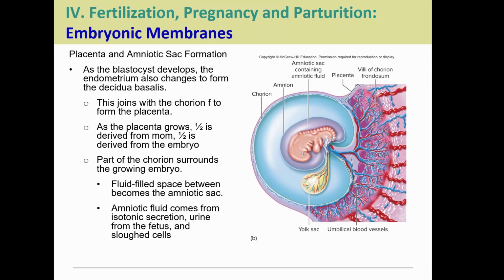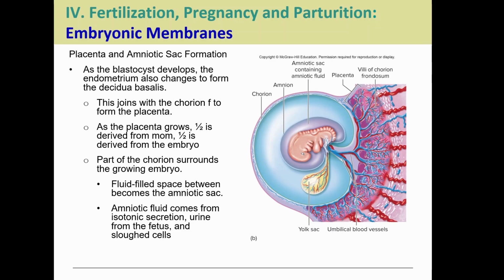We just want to talk about how the embryonic membranes are going to develop, because it's not just a placenta on its own. We have bits and pieces, and they all perform different jobs. So let's talk about how, as the blastocyst develops, the endometrium is going to change into the decidua basalis. This is going to join together with the chorion to form the placenta.